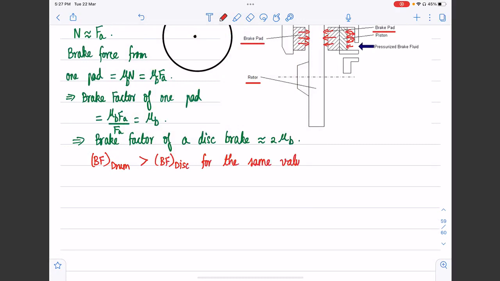Same value of the brake friction lining coefficient, the brake factor of the drum brake is going to be greater than the brake factor of the disc brake. Okay, so then the question arises, why are we using disc brakes?